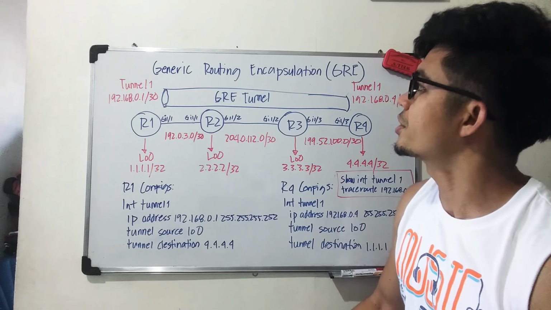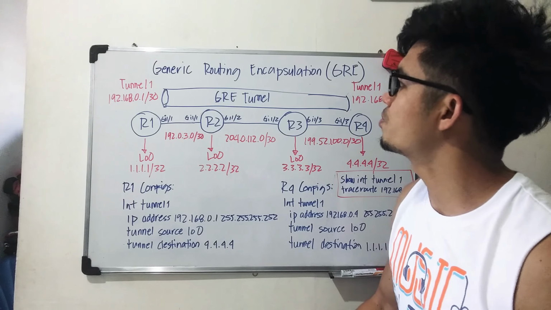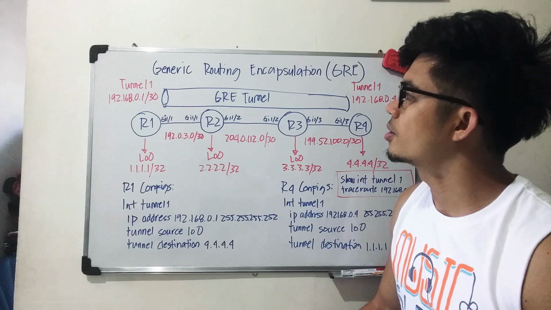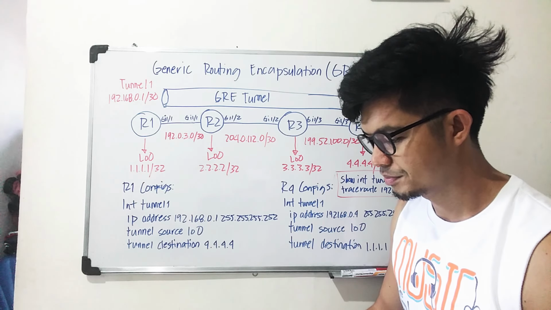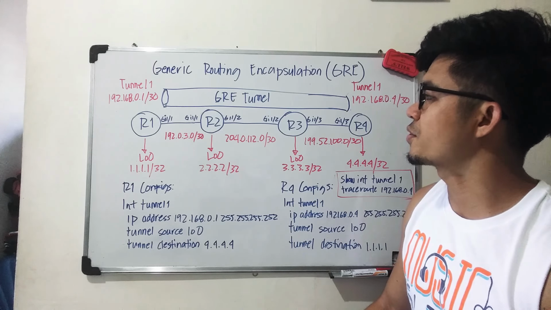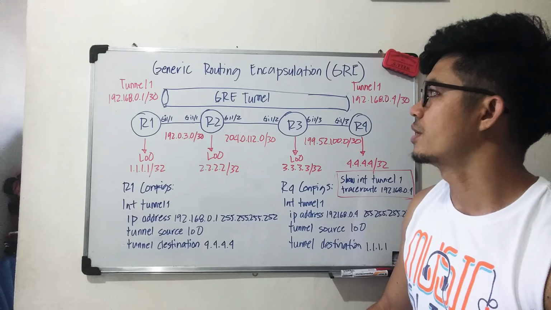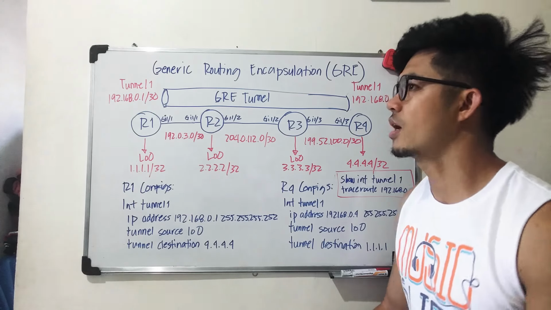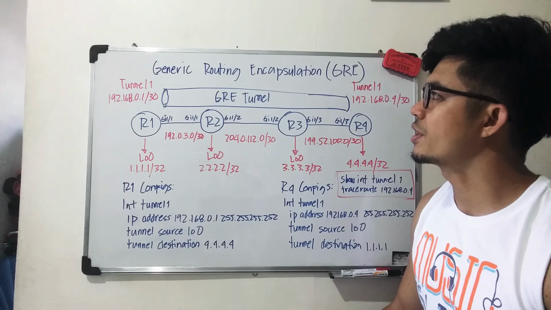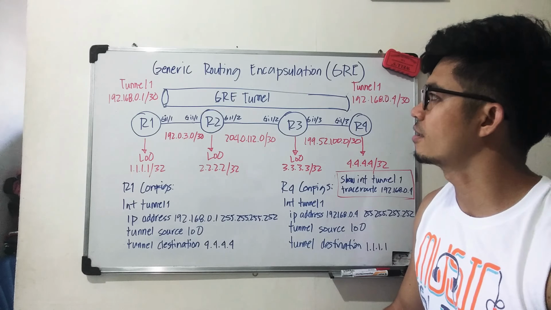I'm going to talk about generic routing encapsulation, or GRE. As its name suggests, it can basically encapsulate every type of data that you can send out of a physical interface. But it doesn't provide any security. In that case, you have to run it over an IPsec tunnel, or IP security tunnel.